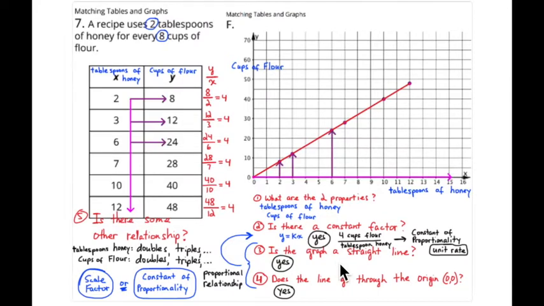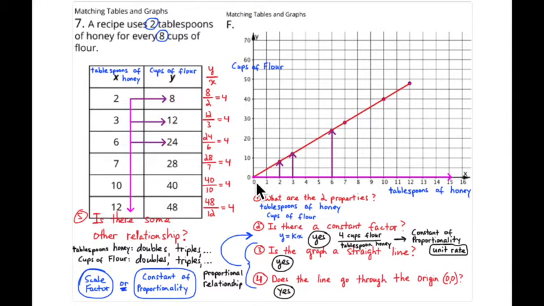Now to use the graph, you go to the x value first. That's the x-coordinate. That's the thing that's given to you. Gee, I have 3 tablespoons of honey here. How much flour do I need for this recipe? And then you read across using the equation to get the answer. 3 times 4 is equal to 12. You need 12 cups of flour.